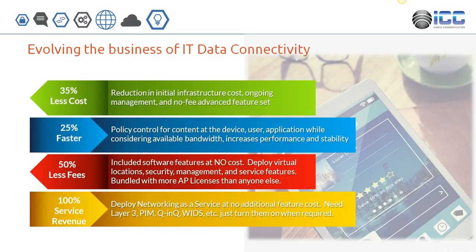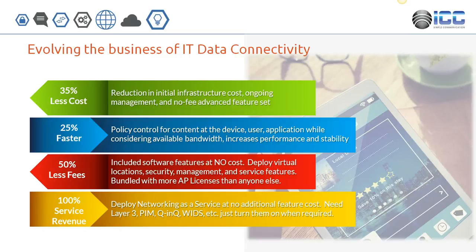So, what is the value of the evolving of the business of IT data connectivity? By using the ICC Networking Solution, you're able to reduce your costs by up to 35%, with a reduction in initial infrastructure cost, ongoing management, and no fee for advanced feature sets. You also increase performance of the network by 25%.